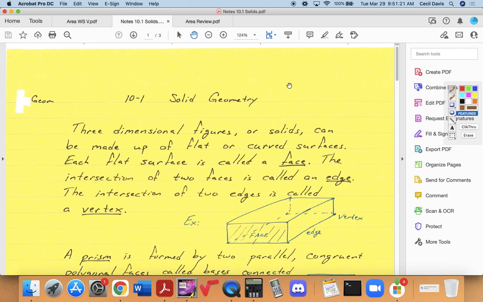Each flat surface is called a face. That's the term. You have to know the terms in this unit. If you don't learn the terms, it will not go well for you. Okay? So each flat surface is called a face. So that's basically anything you can put your hand on and touch, right? The intersection of two faces is called an edge. So that's where two faces meet, and the intersection of two edges is called a vertex.